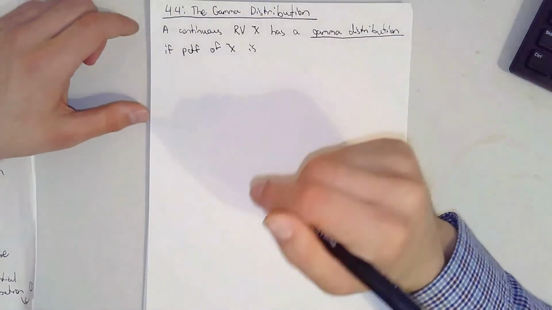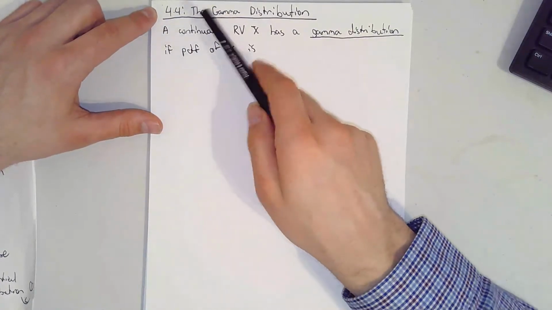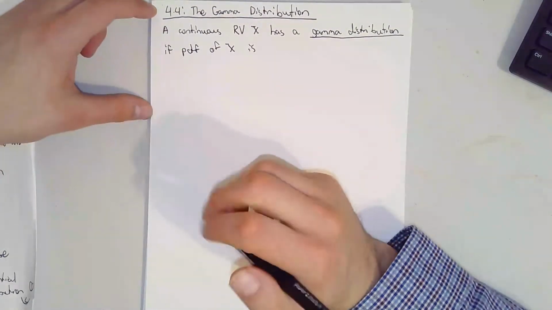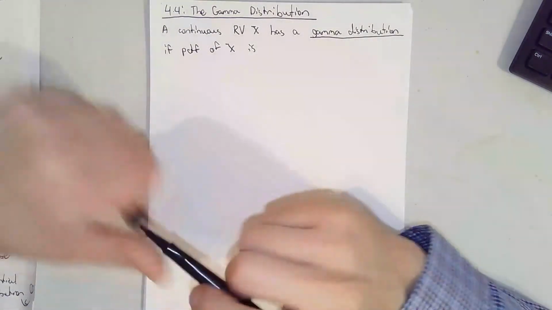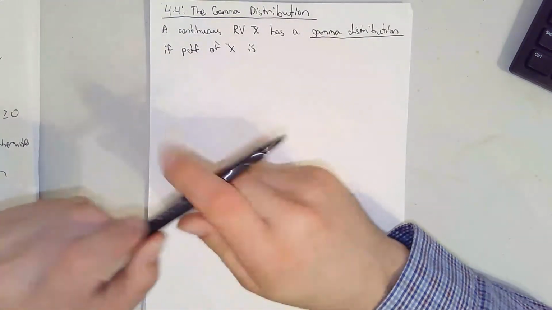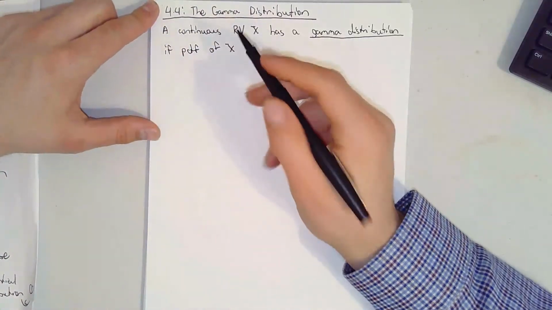Hi, in this video we're going to be discussing the gamma distribution. This is the end of section 4.4, so the last video, or second to last I should say. I'd like to do an example in this section as well, but this will wrap up section 4.4. And finally, the gamma distribution.